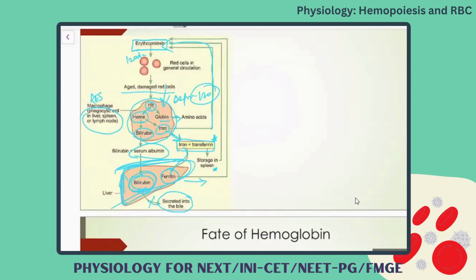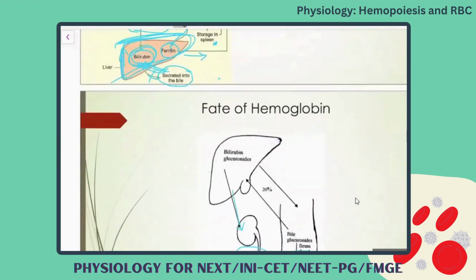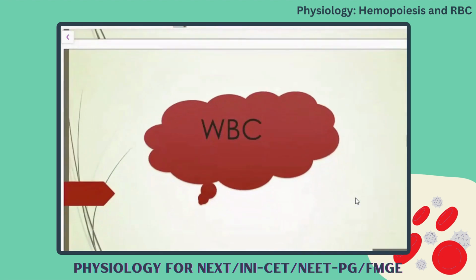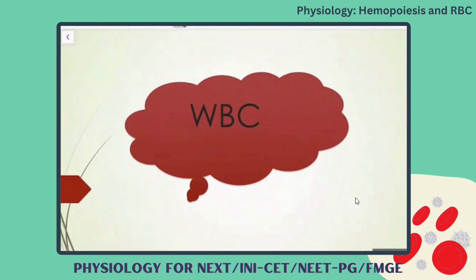So jaundice is due to abnormal RBC, abnormal hemoglobin, or liver disease, or any pathway defect, or obstruction from the liver to the urine or to the intestinal defects. Okay, clear? So that is the fate of hemoglobin. Up to this, RBC is over.